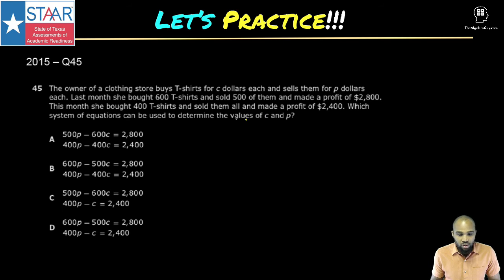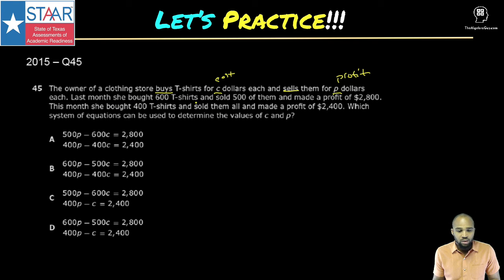So what is C and P again? Let's remind ourselves. C is the cost, how much he's buying them for. And P is going to be how much he's selling them for. So this is like my cost, and this is my price. And so we're putting the C's and the P's together to get some kind of profit at the end. So how do we set this up?